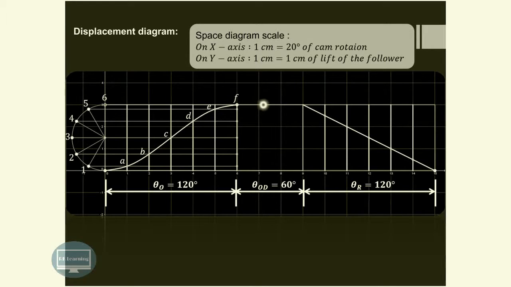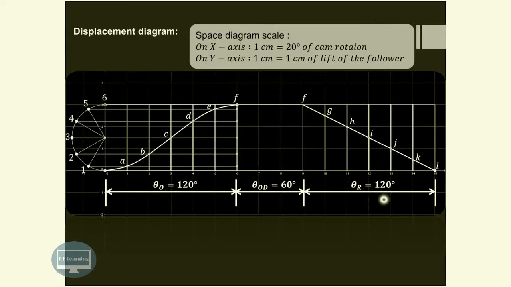Then there is a dwell period, so it will remain at this particular position for 60 degrees of rotation. Then the return stroke is of uniform velocity, so join this diagonal like this, and these are the points, that is F, G, H, I, J, K. These are the distances which are important for us. So all these distances, that is 1A, 2B, 3C, 4D, all these distances are important for us, not only for this outstroke but also for the return stroke.